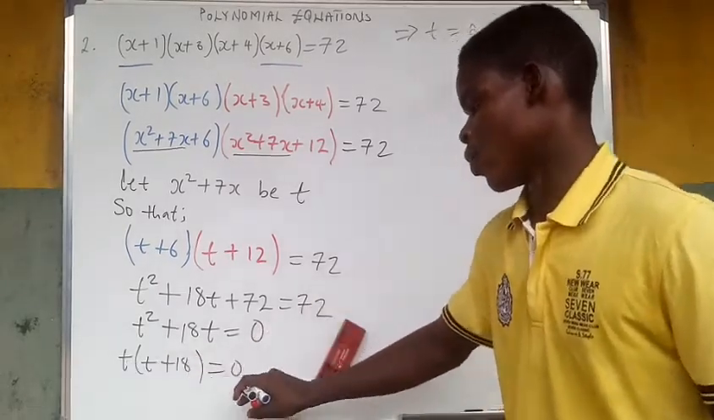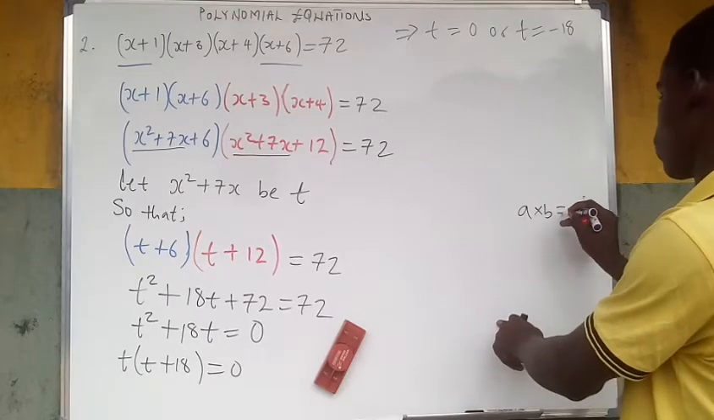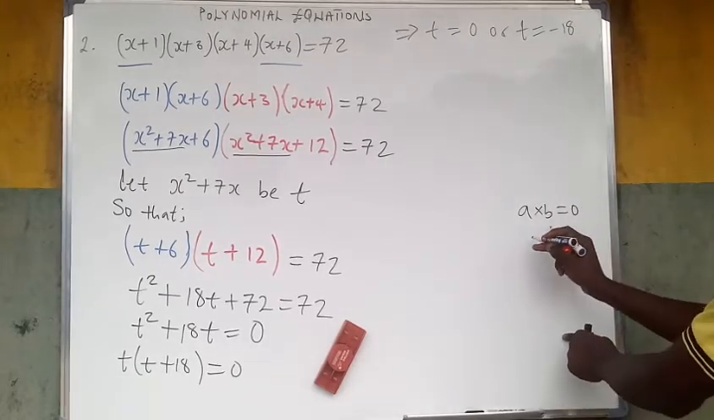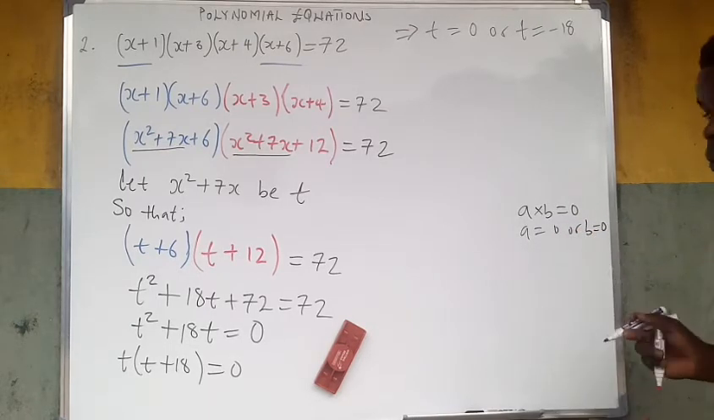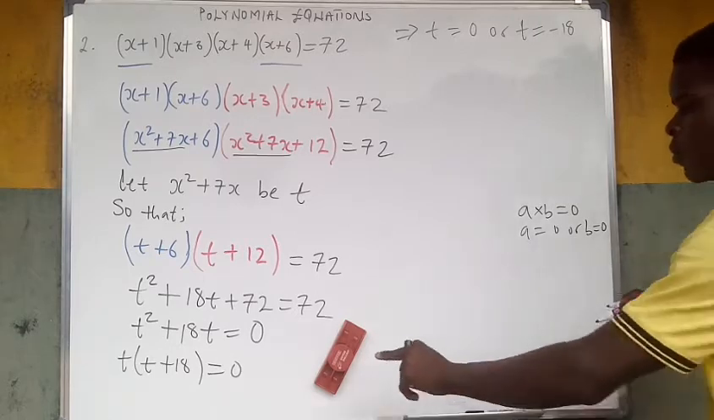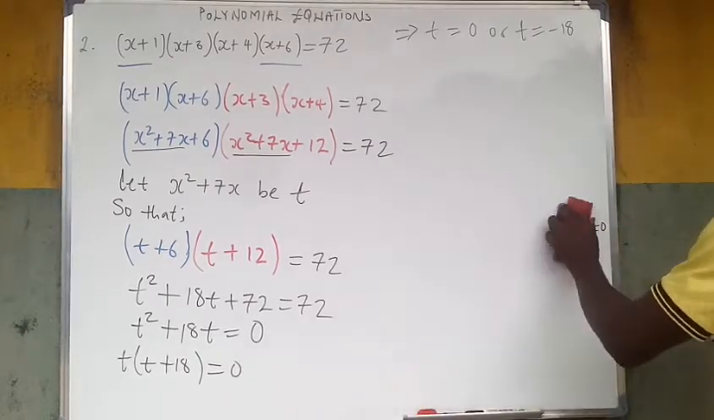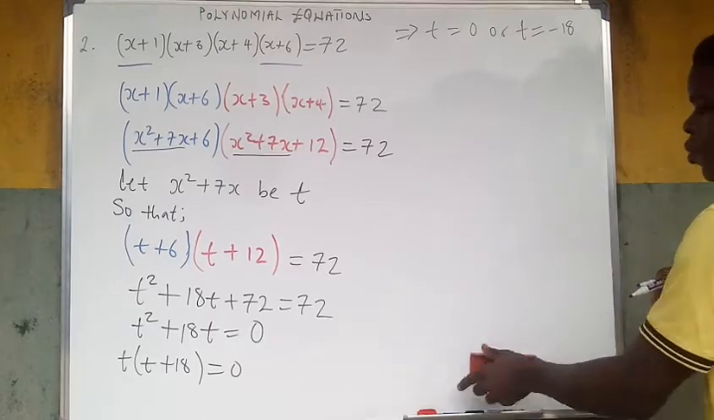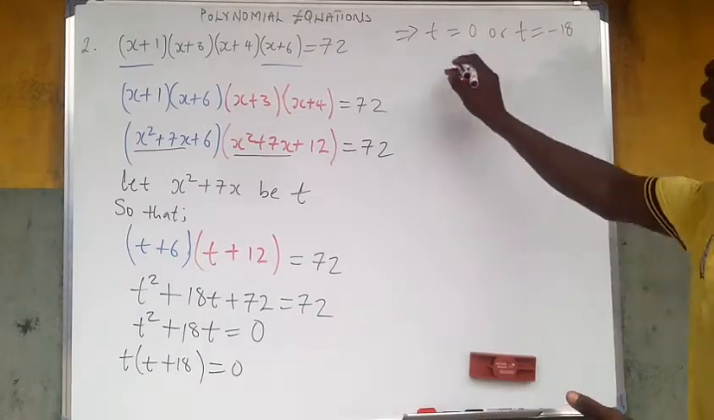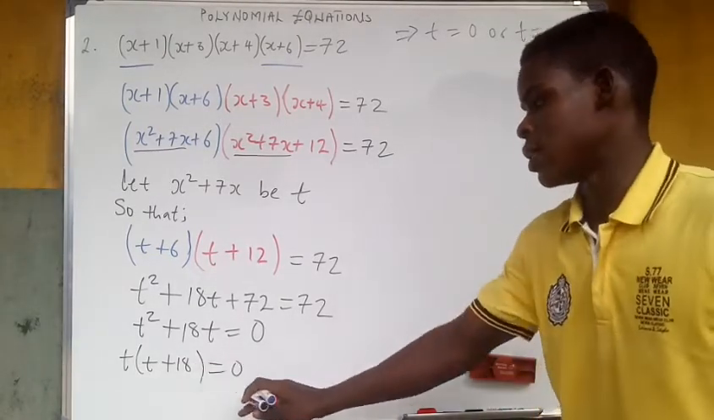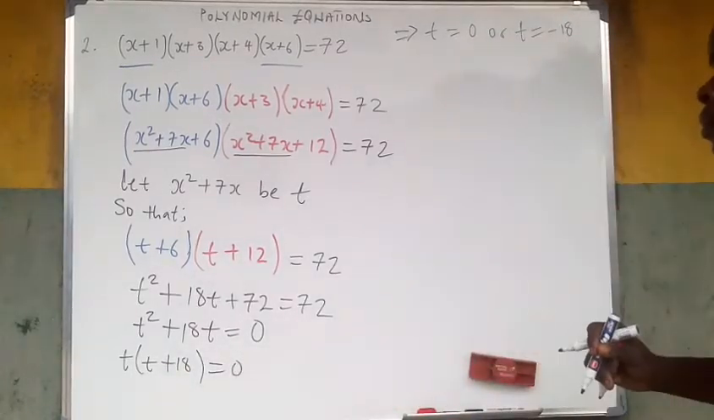It's either t here is 0. You have a product of two numbers, a and b, equal to 0. It's either a is equal to 0 or b equal to 0. That's very true. The product of two numbers cannot be 0 if at least one of those numbers is not 0. So we don't know which of them is really 0. So we assume it's either this one is 0 or the second number is 0. So it's either t is 0 or t plus 18 is 0. And if t plus 18 is equal to 0, that means t equals negative 18.